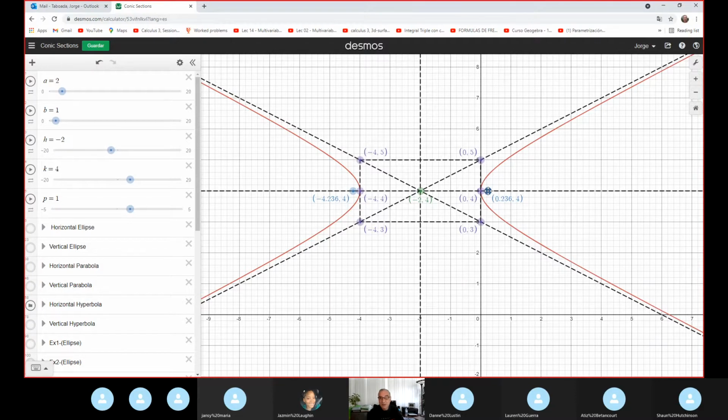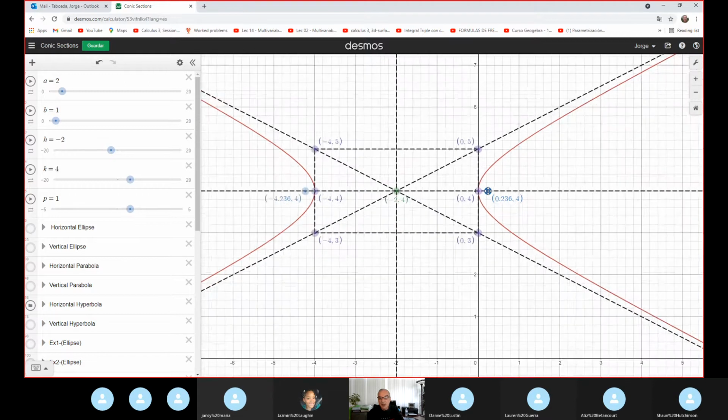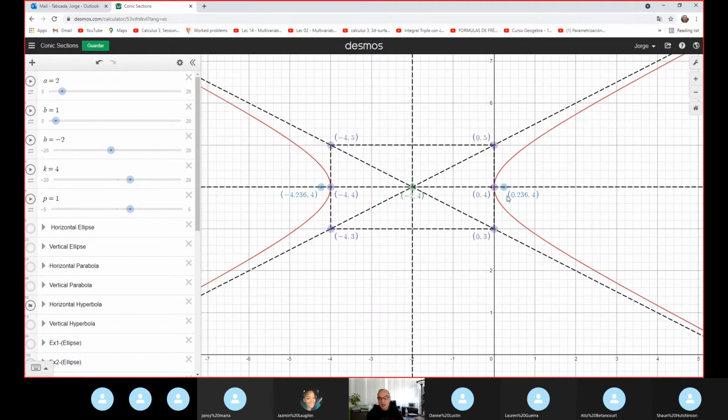And the foci is a weird number because it's irrational, radical 5. Okay. And radical 5 is approximately 2.236. Any question? Any question? Super clear or super confusing? Clear.